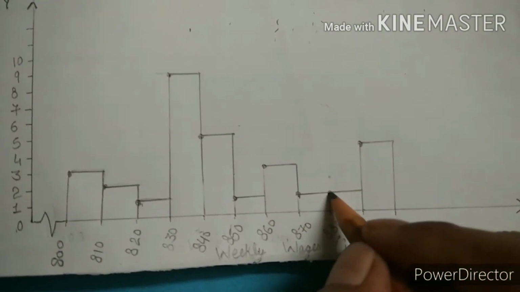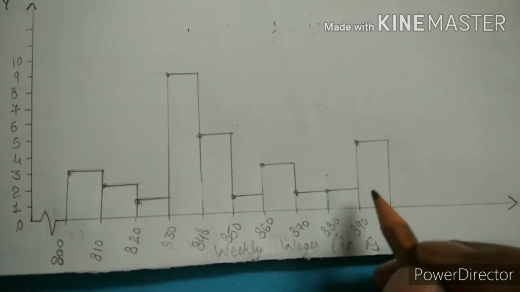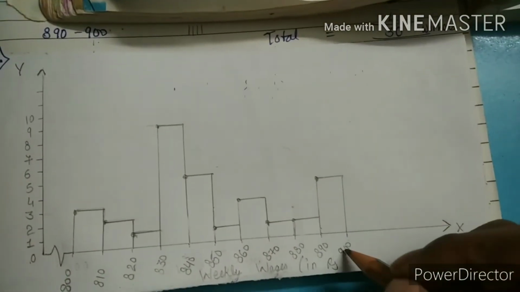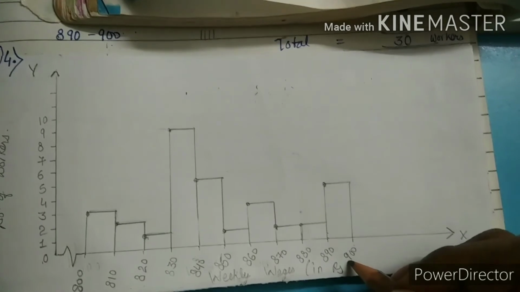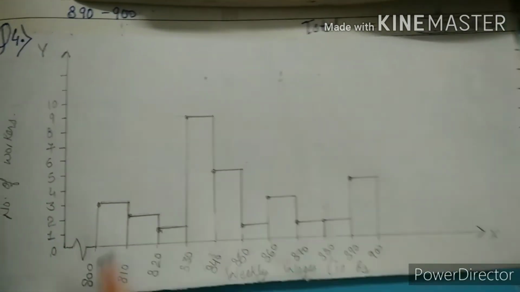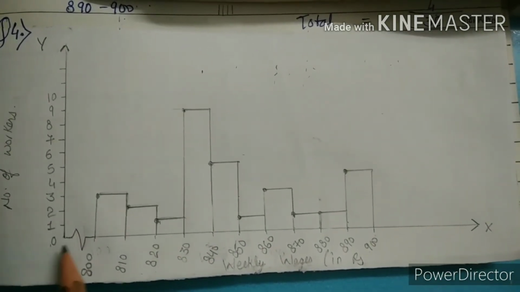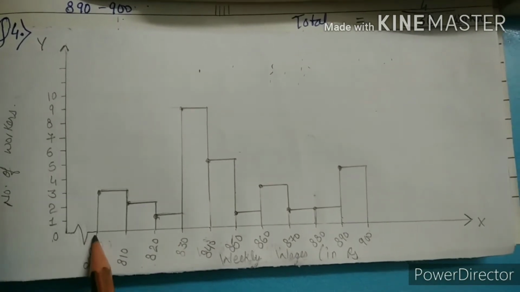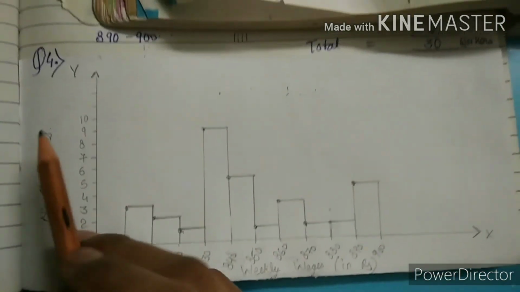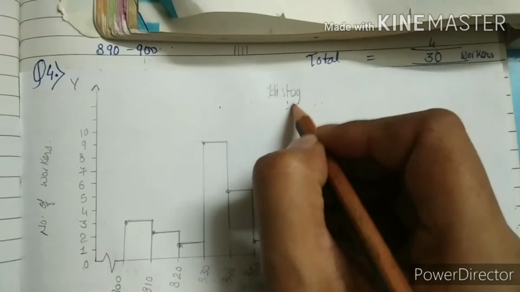Okay, but here we have bars. Now the 880 point will go till the 890 line. Here 890 is the lower limit, but its last limit is 900, so its bar will go till the last location. Once again I am explaining, here we drew the zigzag line because we don't have any value from 0 to 800, like 1, 2, 3, we don't have. Okay, so here we completed question number 4, the histogram. So this is the histogram.